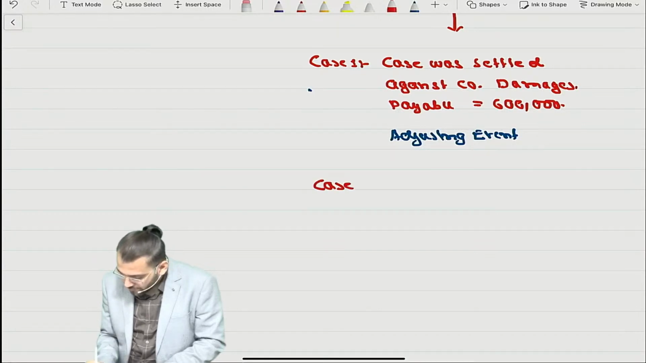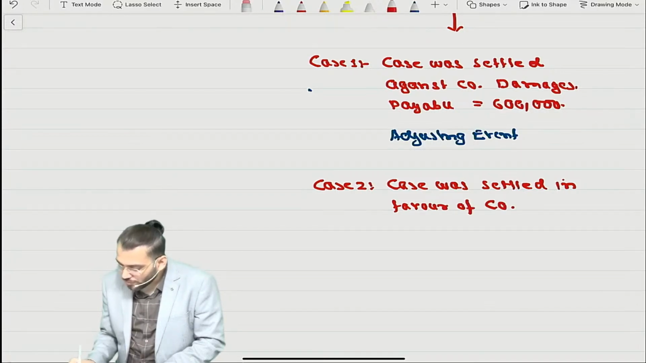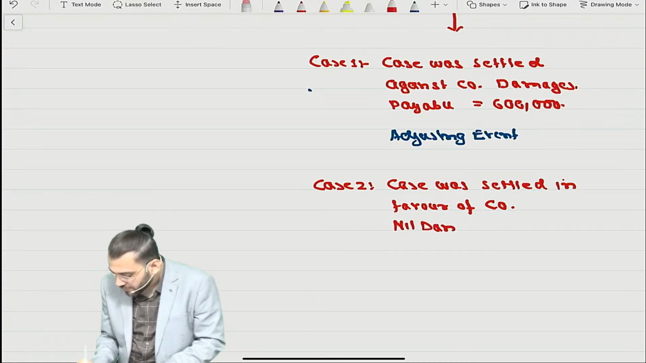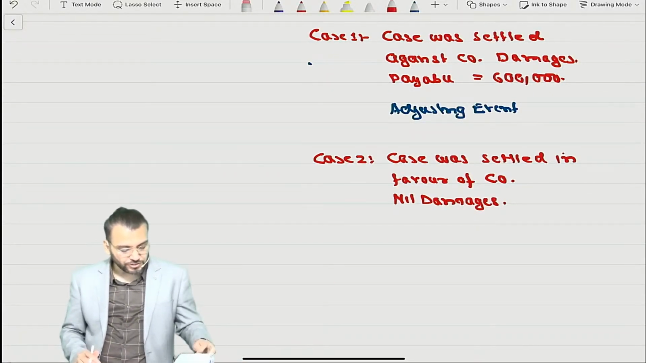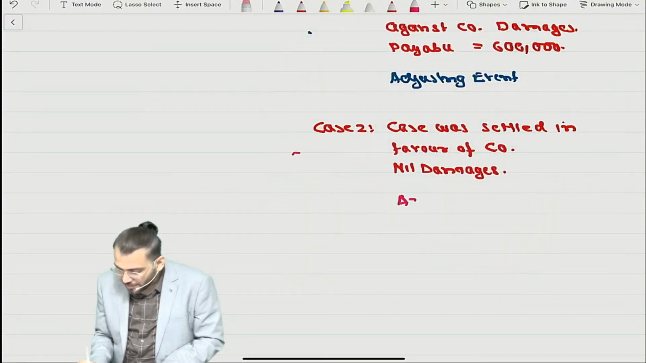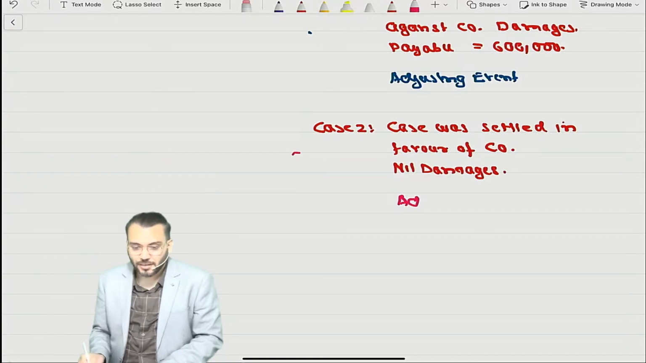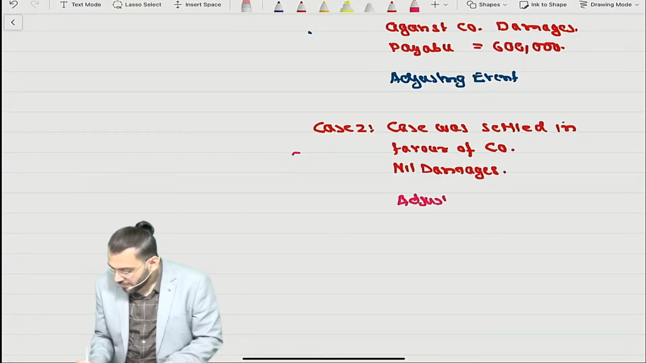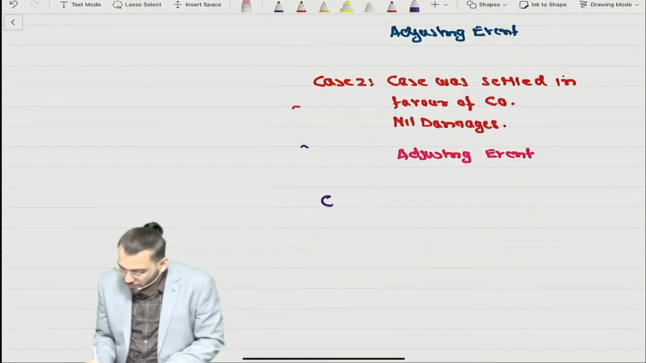Case 2: the case was settled in favor of the company. There are no damages now, nil damages. Adjusting or non-adjusting? Adjusting; the entire amount of provision will be reversed. This type of example you have not had at CA inter level. This is a CA final level example. You are giving the correct answer now. Understood what I am saying? Adjusting event. Because now you have understood the spirit of this chapter. Am I right or not?